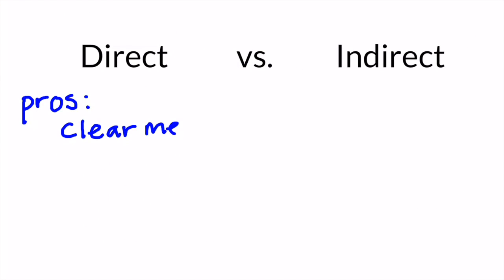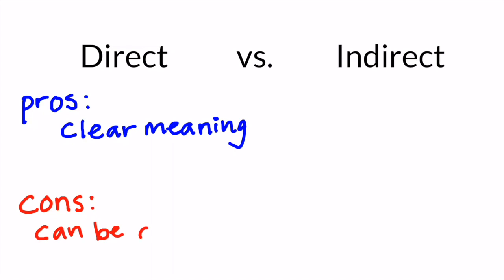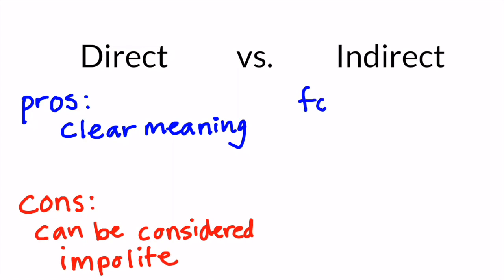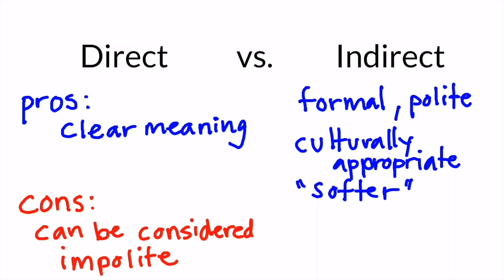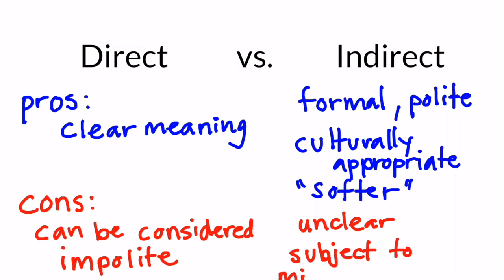The advantage to using direct language is that your meaning will be clear. The disadvantage is that in some situations, direct language is considered rude or impolite. The pros for using indirect language are that it is formal and polite, and it demonstrates culturally appropriate communication. The cons of indirect language are that your meaning can be unclear or subject to misinterpretation.